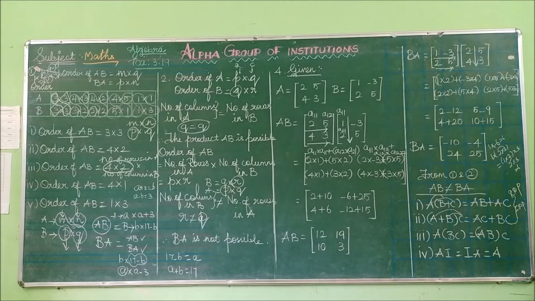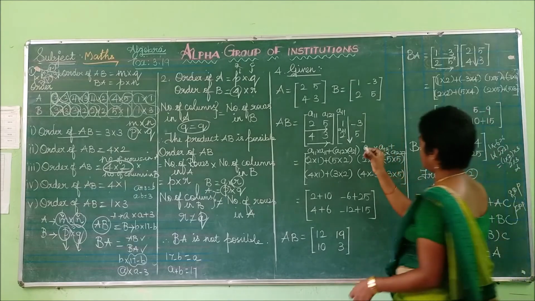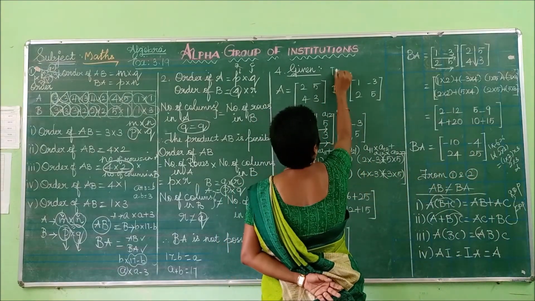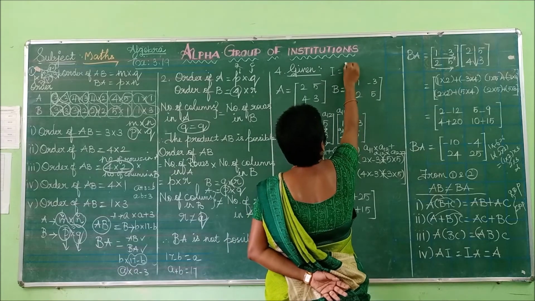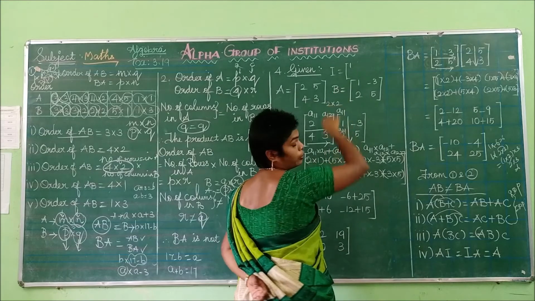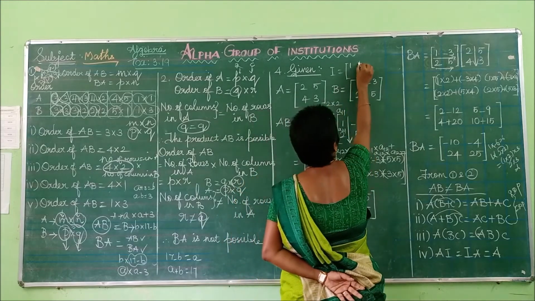So if A is a square matrix of order n cross n, and I is the unit matrix of the same order, then A into I is equal to I into A, which is equal to A. That means you can take one value for the matrix A. For example, if you are taking this as matrix A, the identity element I is the unit matrix. So this is of order 2 cross 2, and you can take the unit matrix as the same 2 cross 2.